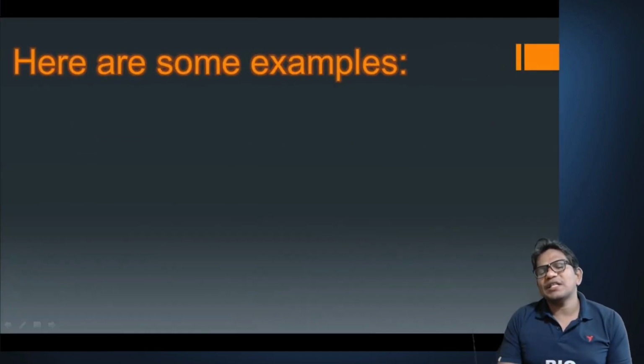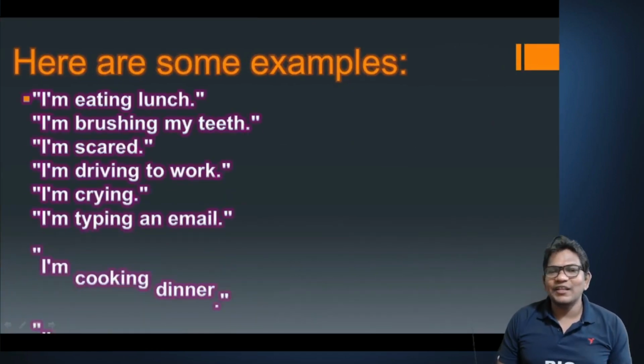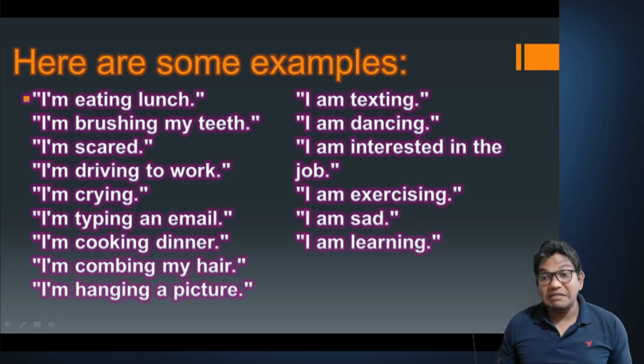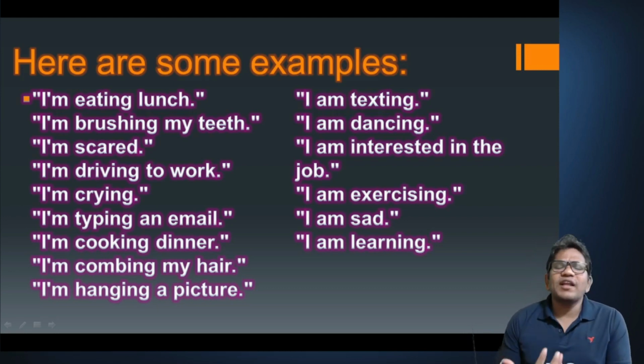Some examples of I am plus verb: I'm eating lunch. I'm brushing my teeth. I'm scared. I'm driving to work. I'm crying. That's what you're doing. I'm typing an email. At the same time, I'm cooking dinner. I'm combing my hair. I'm hanging a picture. I'm messaging. I'm dancing. I'm interested in the job. I'm exercising. I'm sad. I'm learning.